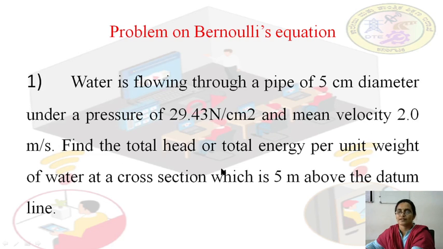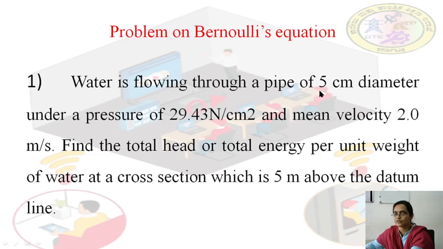Find the total head, or total energy per unit weight of water, at a cross section which is 5 meter above the datum line. So, Z is 5 meter. Velocity U is 2 meter per second. Then pressure is 29.43 Newton per centimeter square. Centimeters have to be converted into meters for the 5 centimeter diameter of the pipe.